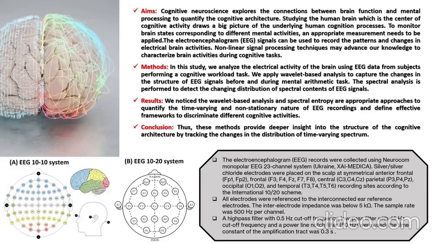What is our method? In this study, we analyzed the electrical activity of the brain using EEG data from subjects performing a cognitive workload task. We are going to apply wavelet-based analysis to capture the changes in the structure of EEG data that we have before and during mental arithmetic tasks. The spectral analysis is performed to detect the changing distribution of spectral contents of EEG signals.